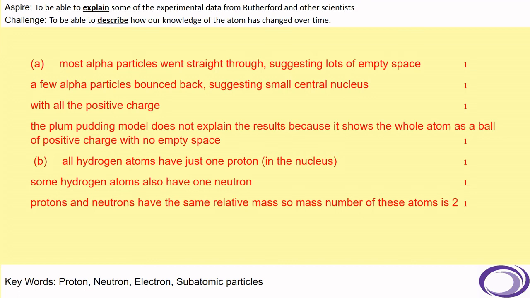And then B, all hydrogen atoms have just one proton. Some also have one neutron. Protons and neutrons have the same relative mass, so the mass number of these atoms would be 2.